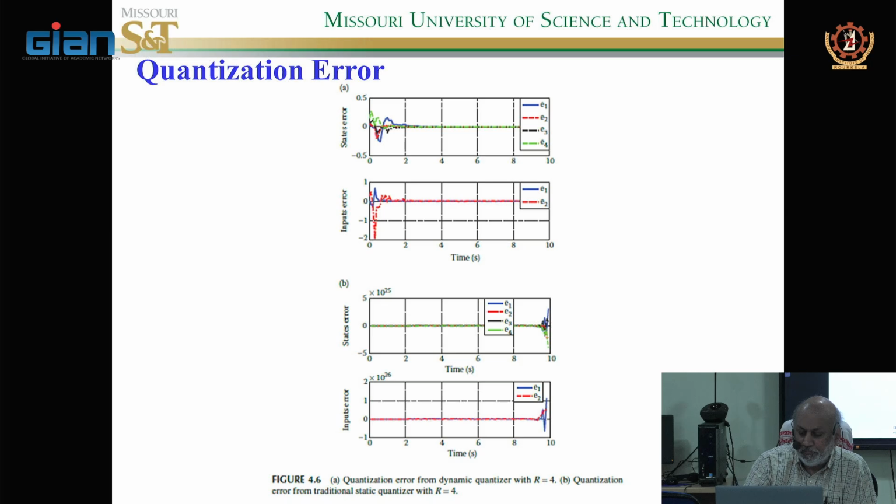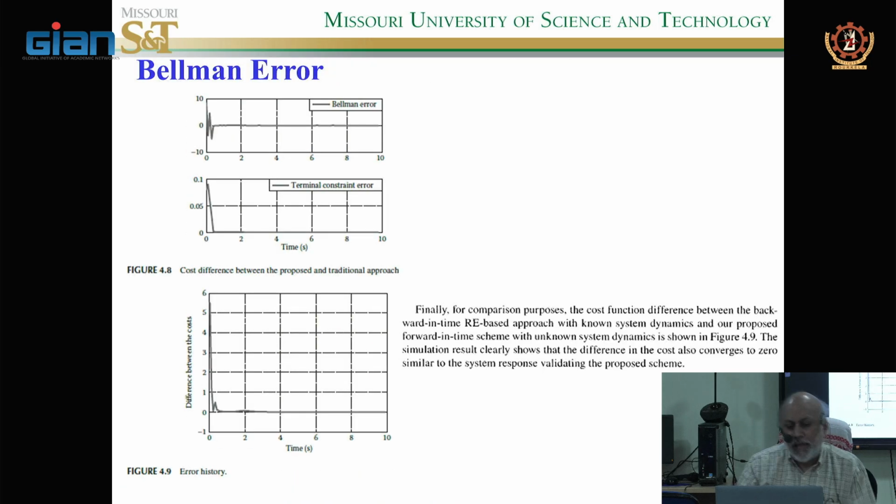All right, now we look at the optimality. Remember I showed you the Bellman error. Here you see the Bellman error is driven to 0. That shows that it is optimal. Also the terminal constraint error goes to 0. This clearly shows that with Q-learning coupled with the quantization, we are able to study the quantization and at the same time get an optimal control design.